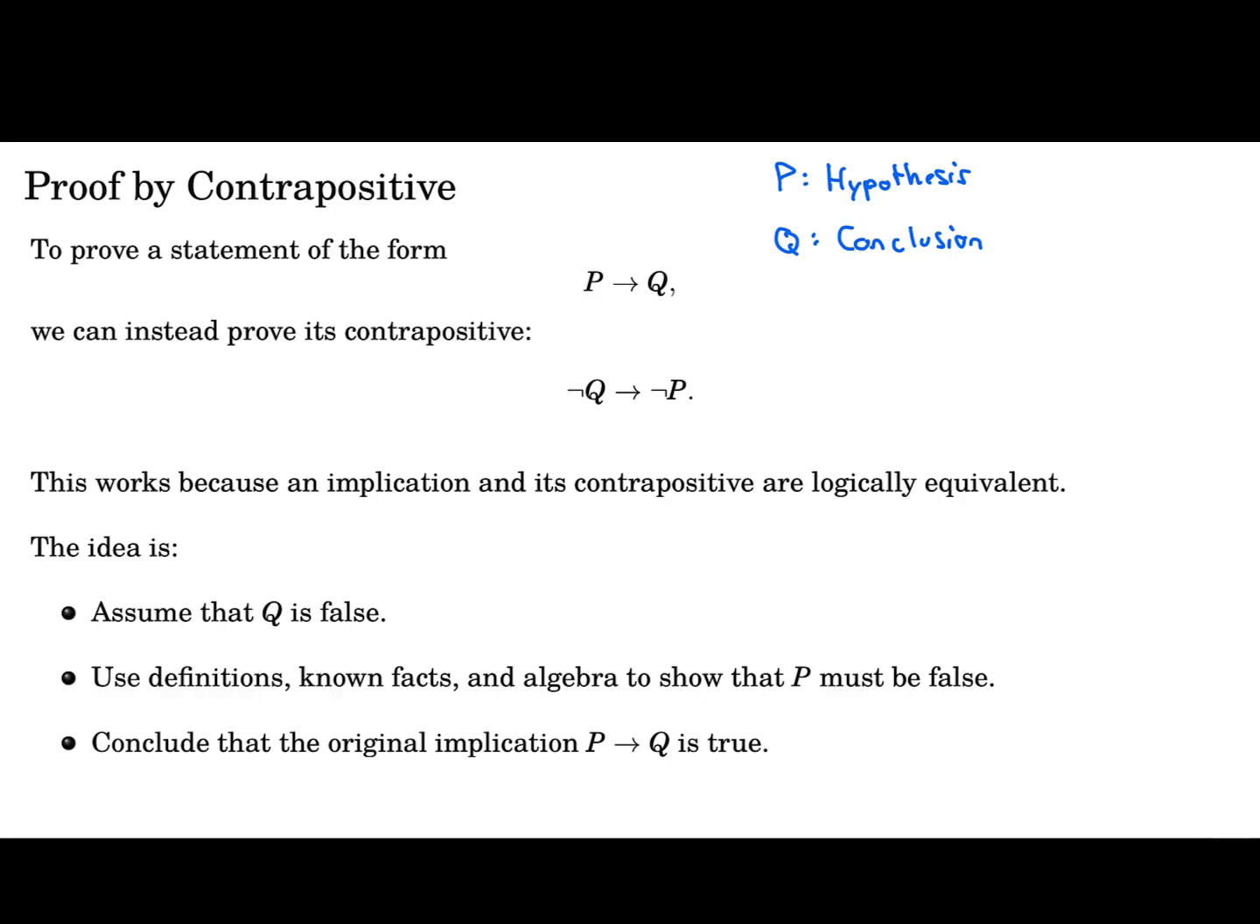Then we use definitions, known facts, and algebra to show that the hypothesis P must also be false. And then we can conclude that the original implication, P implies Q, is true. And so this method is especially useful when the conclusion is easier to negate than to prove directly.